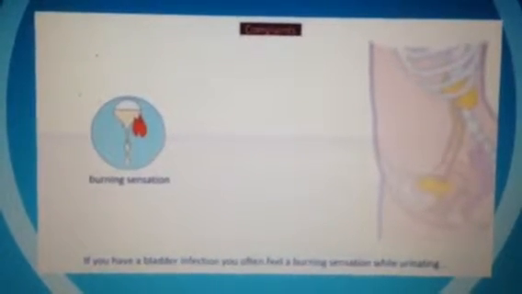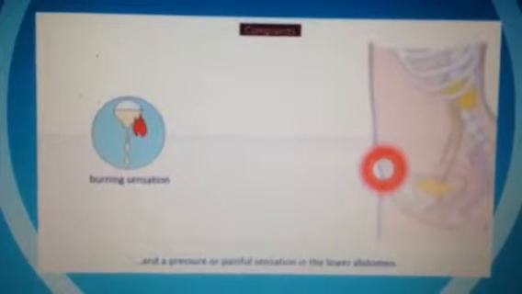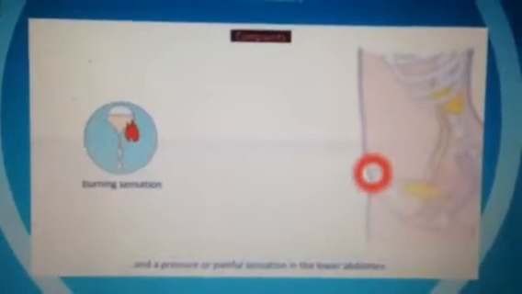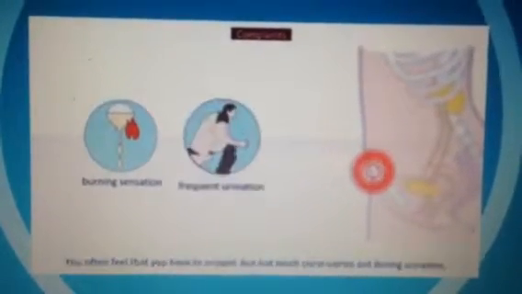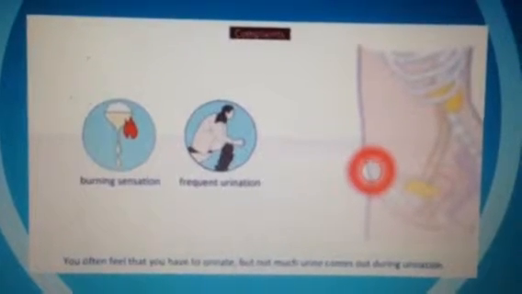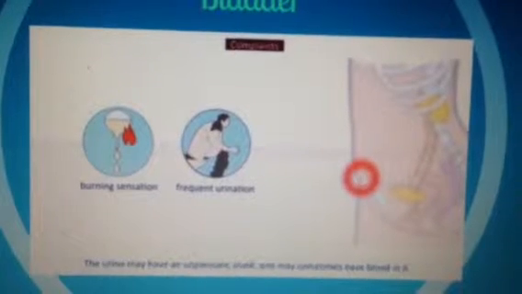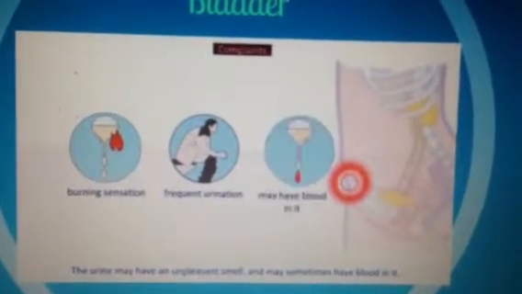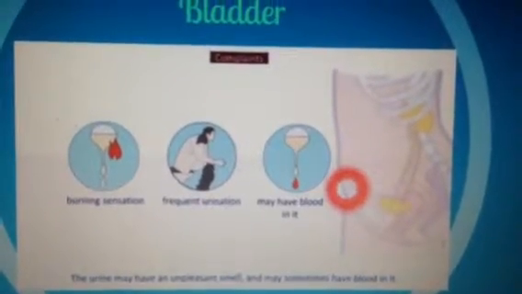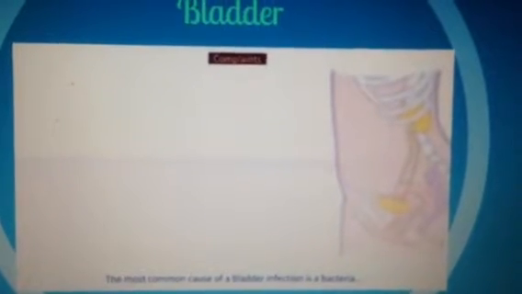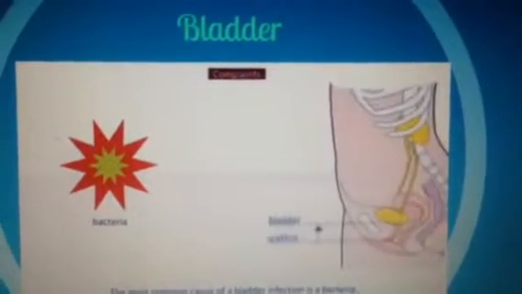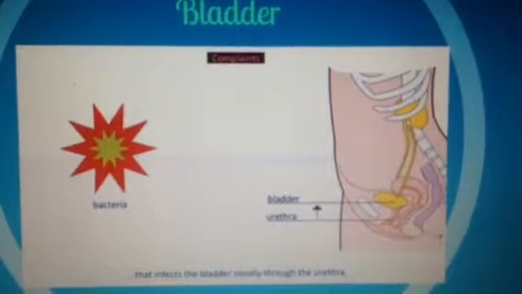If you have a bladder infection, you often feel a burning sensation while urinating and a pressure or painful sensation in the lower abdomen. You often feel that you have to urinate, but not much urine comes out during urination. The urine may have an unpleasant smell and may sometimes have blood in it. The most common cause of a bladder infection is a bacteria that infects the bladder mostly through the urethra.